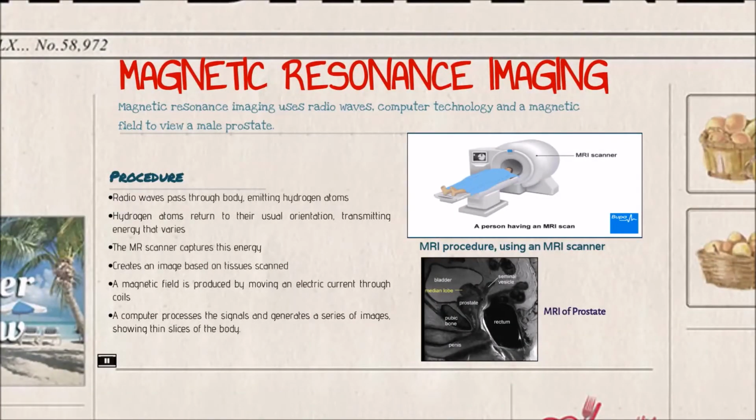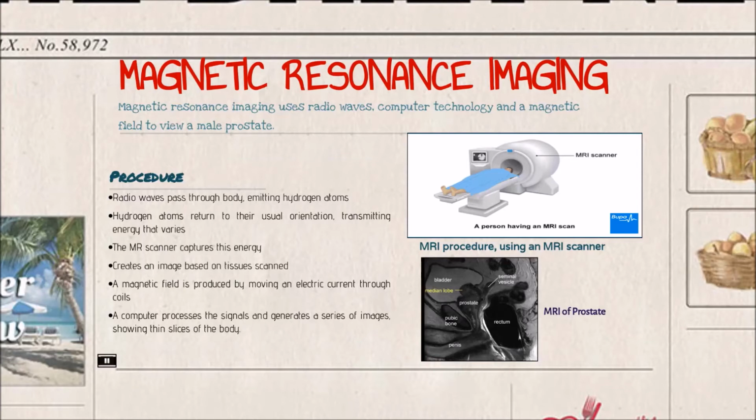Now we move on to magnetic resonance imaging. MRI is one of the most rapidly developing methods in regards to prostate imaging. It uses radio waves which are passed through the body to excite hydrogen atoms that naturally exist within it. As hydrogen atoms return to their usual orientation, they transmit energy that varies due to the type and section of the body tissue from which they come. The MR scanner captures their energy and creates an image of the tissue scanned based on this information.